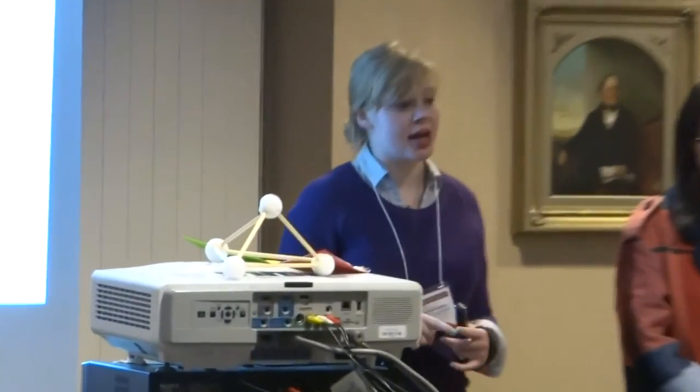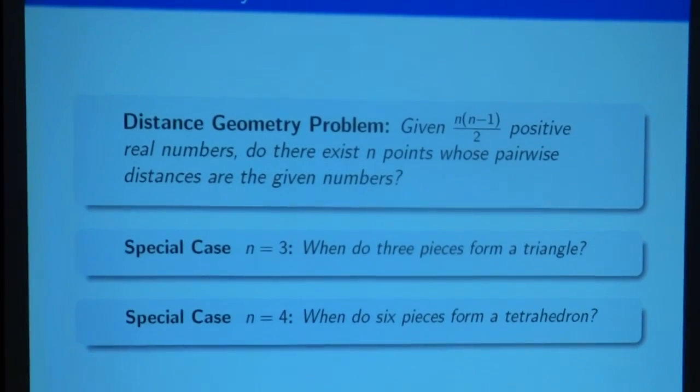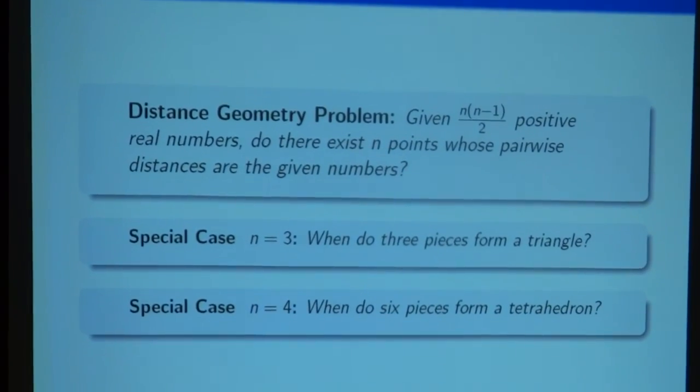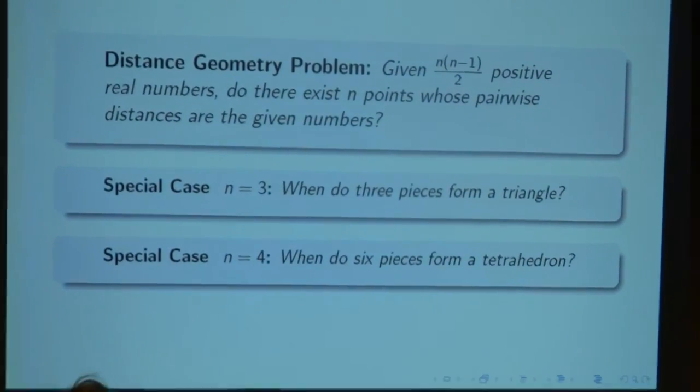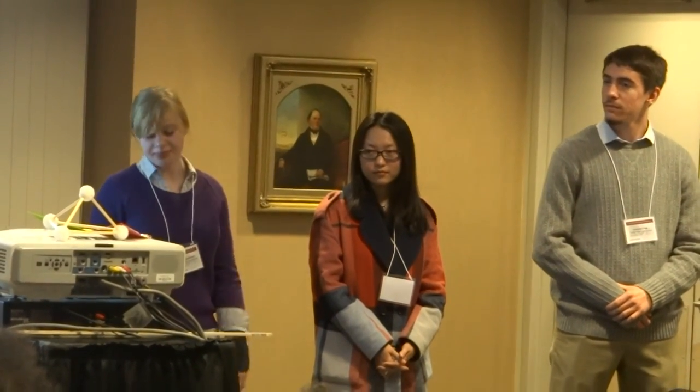So as we said before, what we're doing is really a small subset of something that's known as the distance geometry problem. If you look at the triangle, that's the case when n equals 3, so what's the probability that you form a triangle? And the case n equals 4 is what is the probability that pieces form a tetrahedron. And the distance geometry question can sort of be summed up in this one statement. So you have n points, and n choose 2, or that's the same as n times n minus 1 over 2 distances.